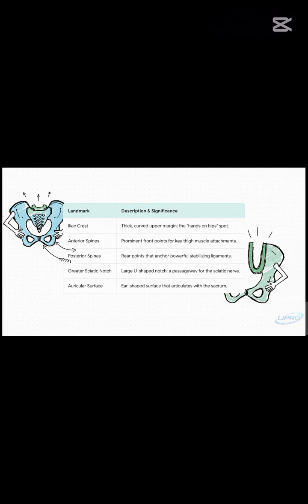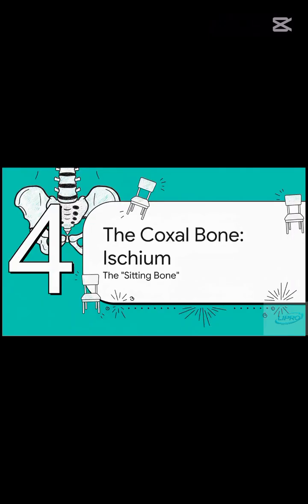Now pay close attention to the greater sciatic notch. It's this big, U-shaped cutout that allows the sciatic nerve, the largest nerve in your body, to pass through. This is clinically huge because if that nerve gets pinched here, that's what causes sciatica. Lastly, you have the auricular surface. It's got this ear-like shape, and it's where the ilium connects with the sacrum, forming that all-important sacroiliac joint for weight transfer.